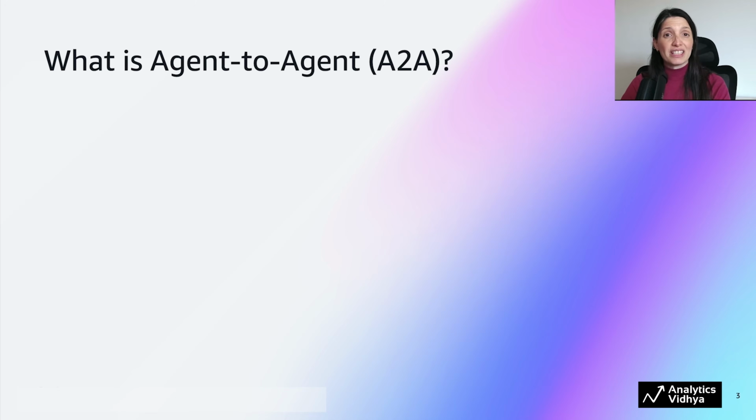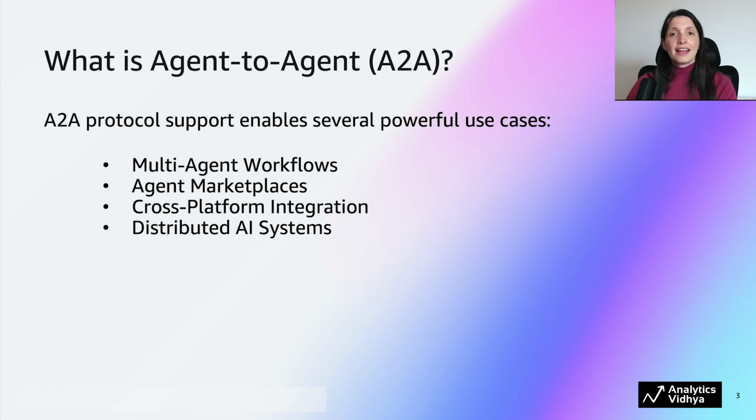A2A is an open standard that defines how AI agents discover, communicate, and delegate tasks to each other. A2A protocol support enables several powerful use cases. You have multi-agent workflow, to chain multiple specialized agents together. We have agent marketplace, to discover and use agents from different providers, cross-platform integration, to connect Strands agents with other A2A compatible systems, and we have distributed AI system, to build scalable and distributed agent architectures.